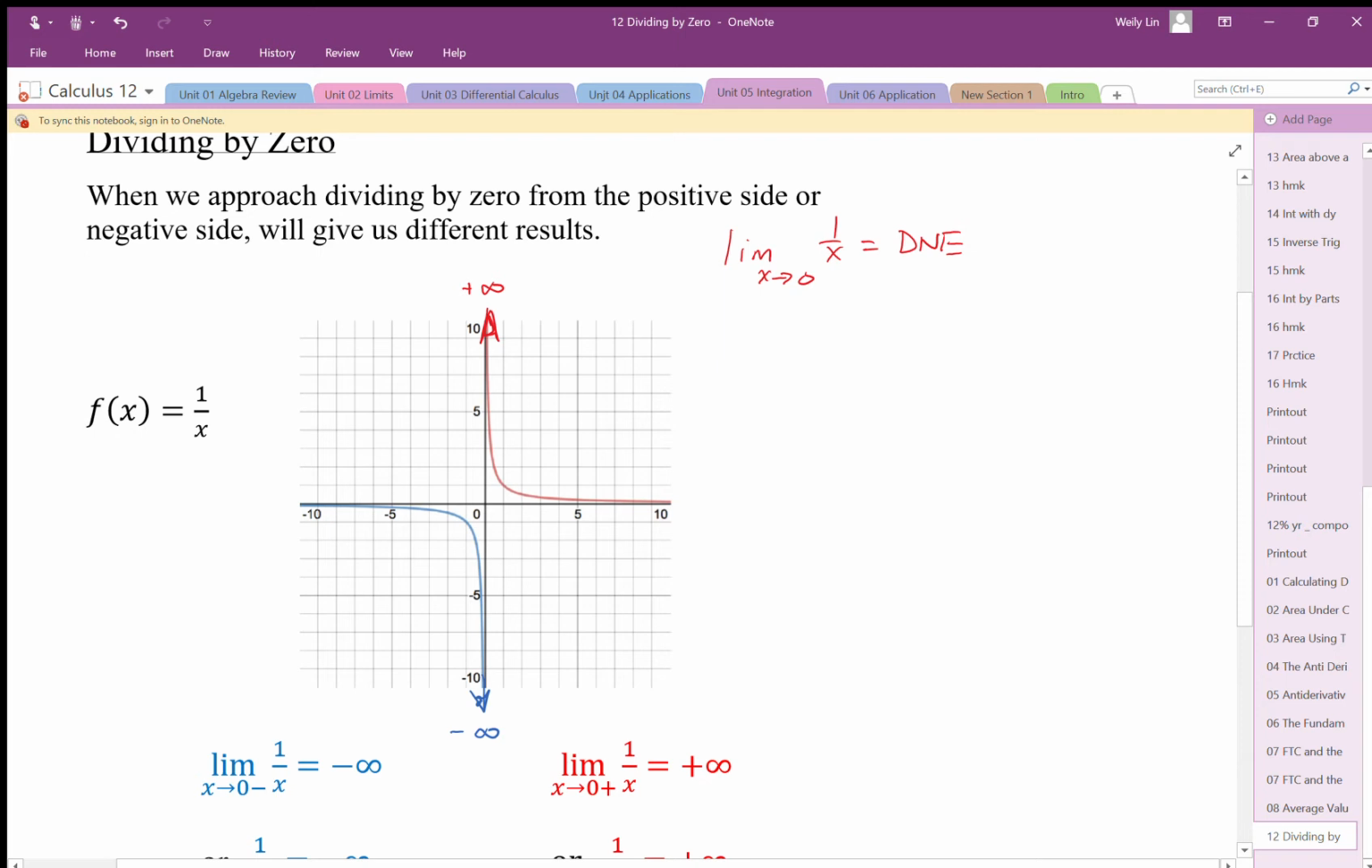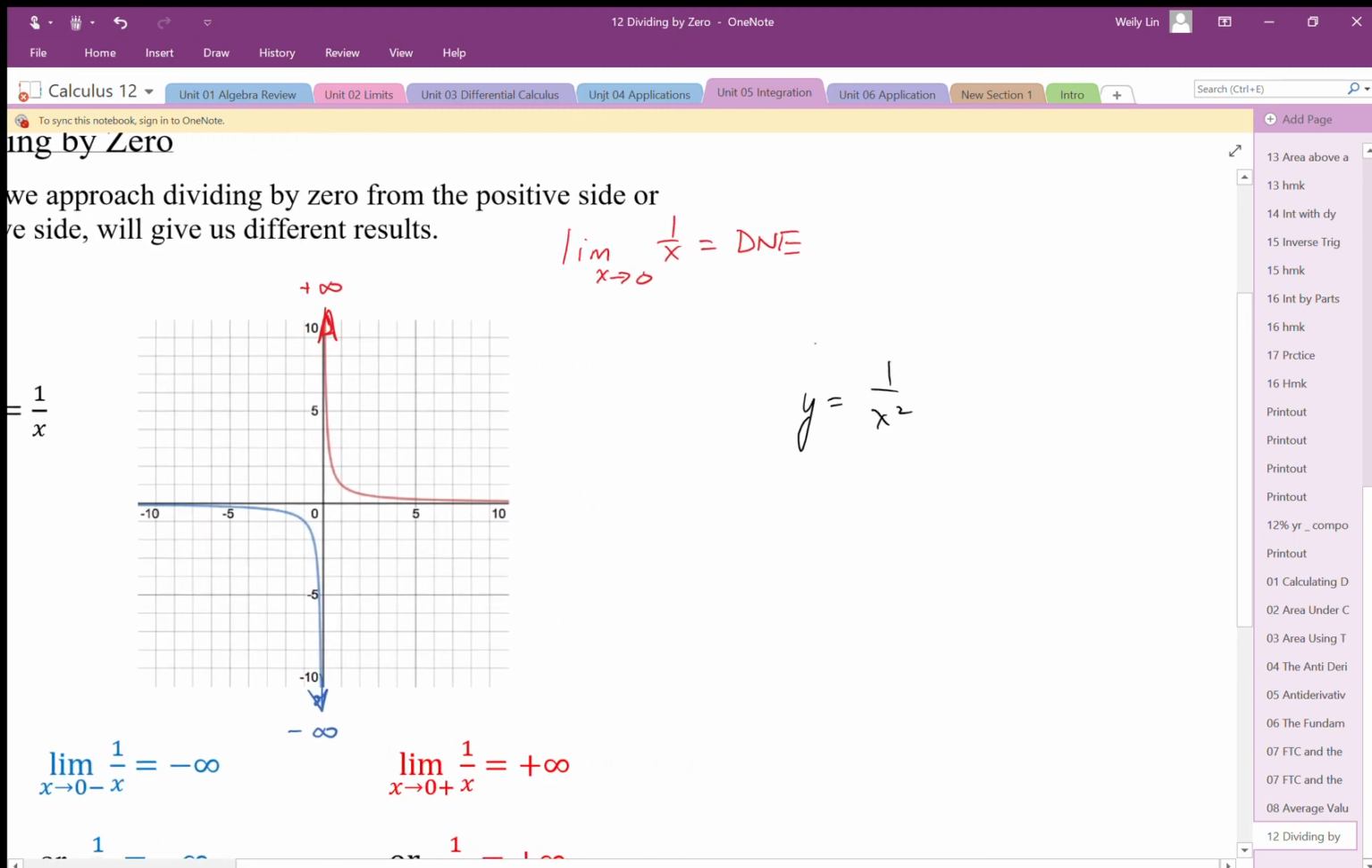Sometimes we end up with situations where, and I'll give you an example, we have a squared denominator. Let's say y equals 1 over x squared, and we have this asymptote where, with the squared denominator, both sides go in the same direction. That looks a real mess, so I'll just clean that up a bit. So it goes up like that.